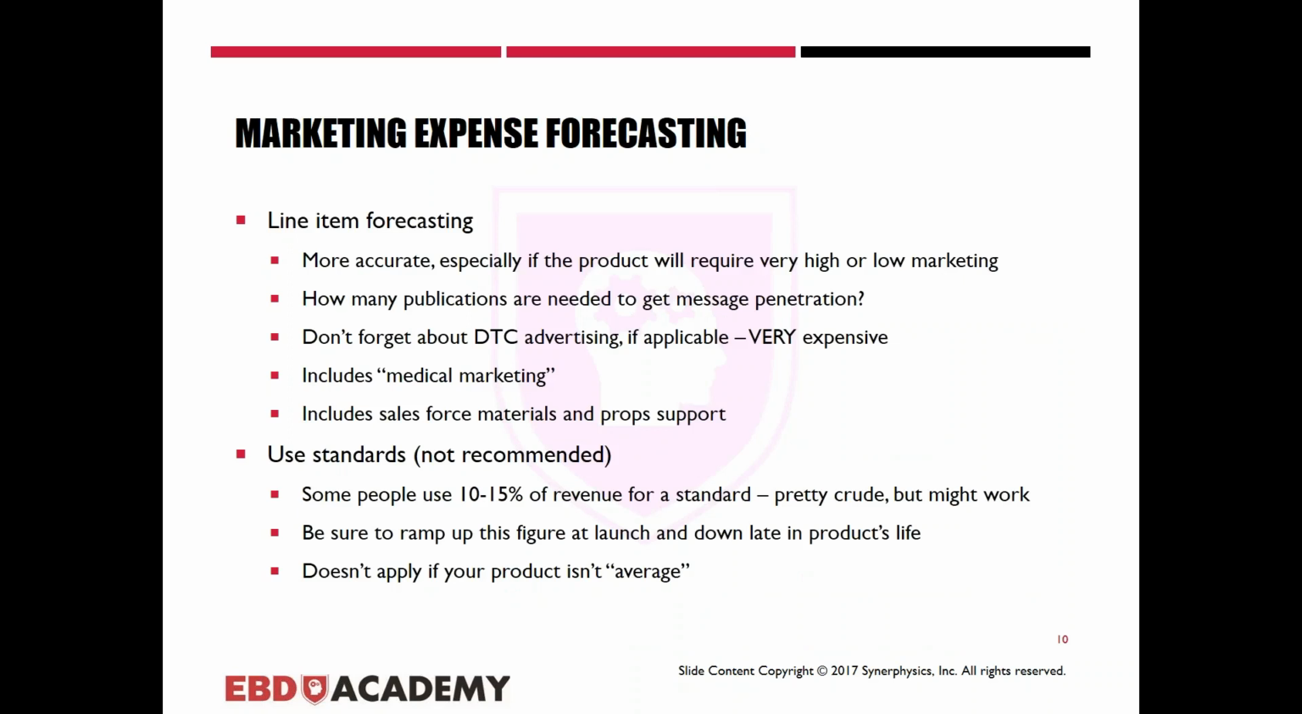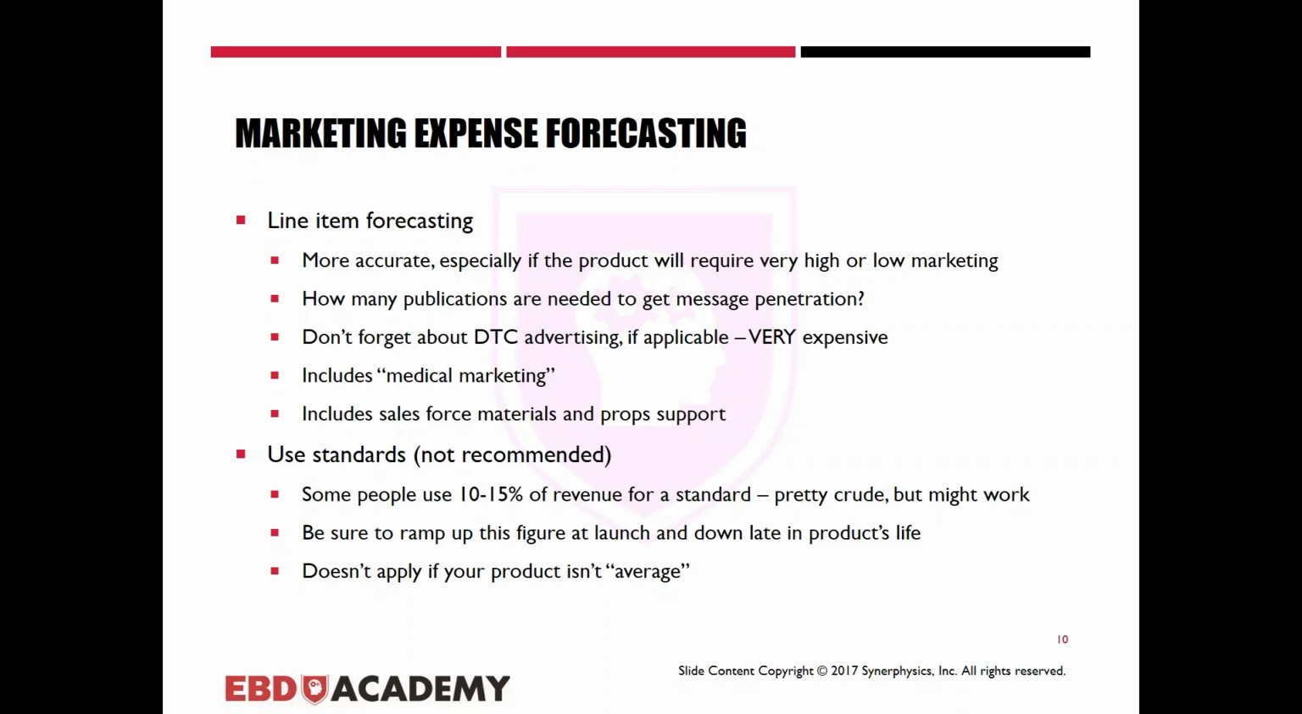Marketing expense is different in a lot of ways. I build this up by line item forecasting. I have a model that lists out all of the different material things that a marketing group might spend money on to market a product. And a lot of these you can come up with in your own head. You know, what do marketing departments spend money on?